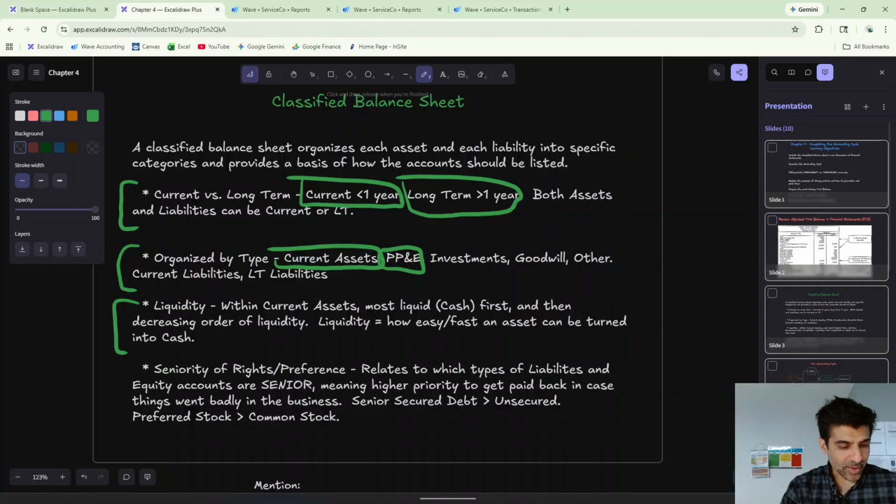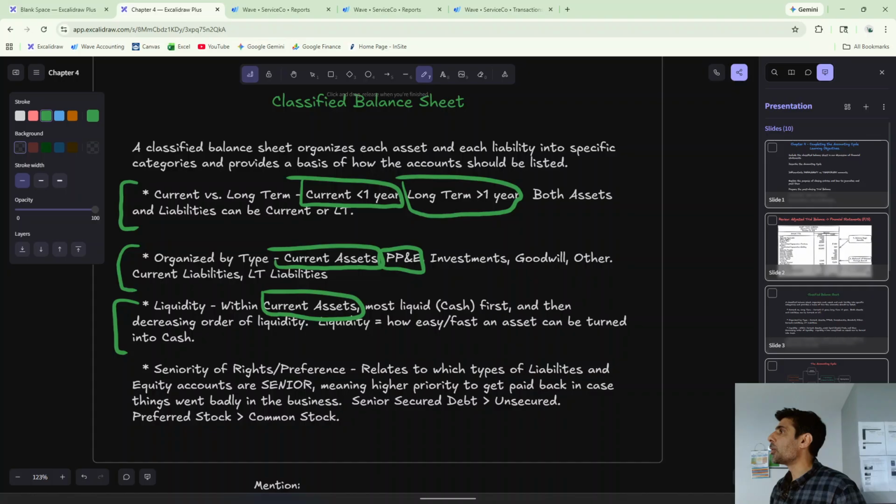Okay, and then the next way we organize things is by liquidity. So you'll see within current assets are usually listed first. What's the most liquid current asset? Cash, right? So cash is most often going to be listed as the first asset on a balance sheet because the balance sheet will list the assets, it will have the current assets, and then we'll have the most liquid current asset, which is cash. Okay, and then it will decrease from there. So it'll usually go accounts receivable, and then inventory, and then other receivables. So it's going to be listed in that kind of order of liquidity.